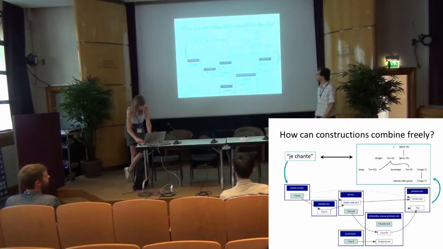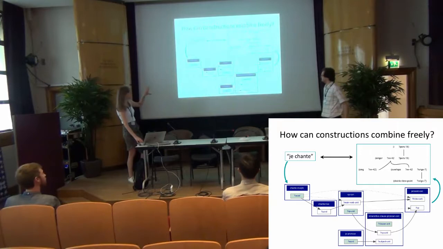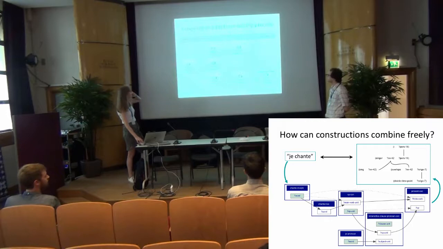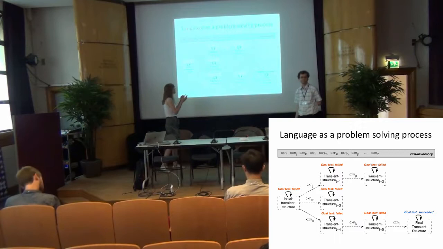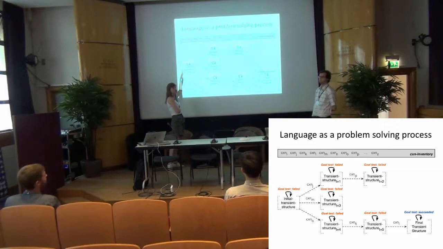But we really see, because this was the solution, and it worked, to this analysis, we really see language as a problem-solving process. And I think it's important to get this. I mean, it will illuminate the rest of the day. So you know already that there is the initial transient structure. This is created automatically. I mean, nothing can really go wrong. And then constructions can just shoot. If you can work on the transient structure, you do your work.